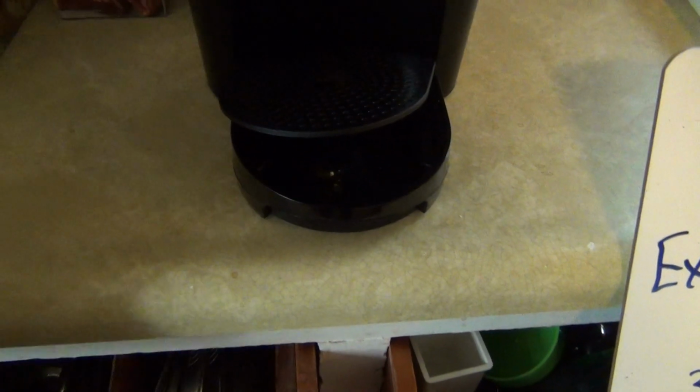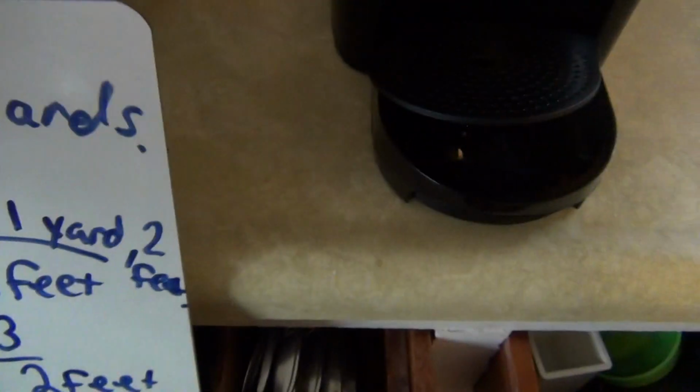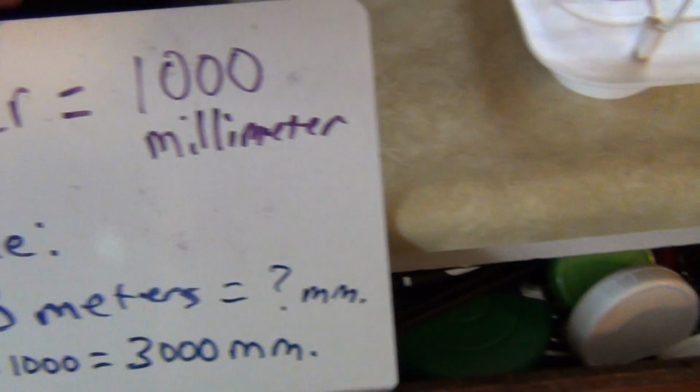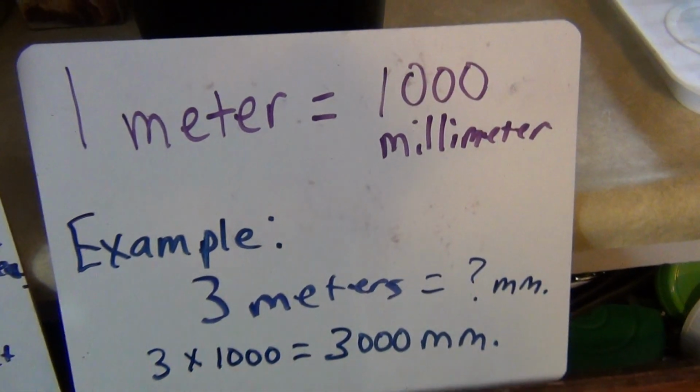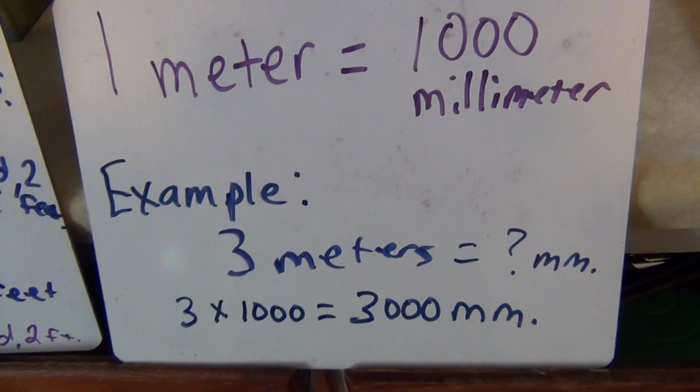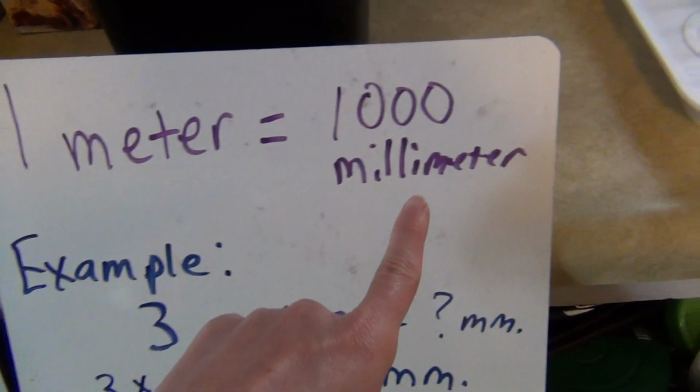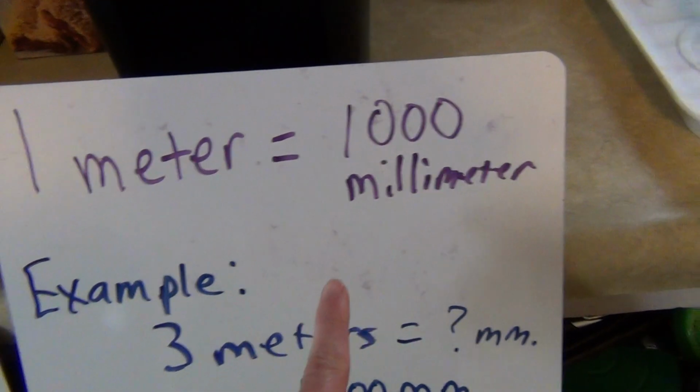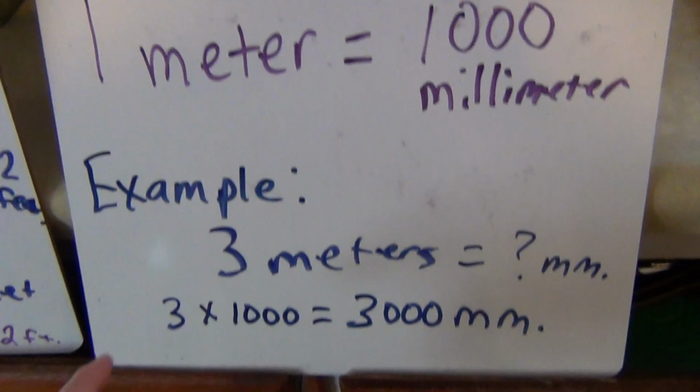Okay, now I'm having an issue with this board. Got it. Okay, like we said earlier, the metric system is not really that hard, and we're not going to get into too much detail with it right now. 1 meter equals 1,000 millimeters. So really all you're doing is adding zeros at the end.